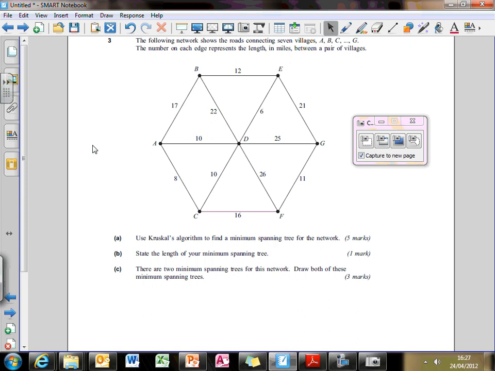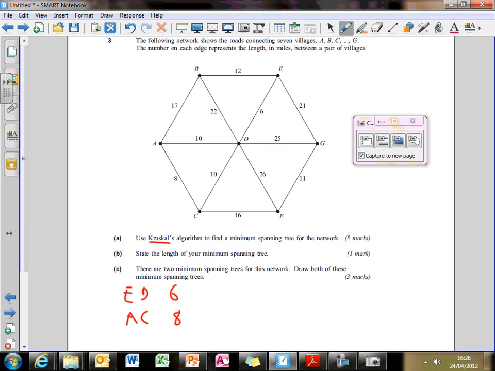Question three. With Kruskal's, the first thing to do is write out a list of all the edges in ascending order. So let's have a quick look. We've got E to D, which is 6. We've got A to C, is it? Yeah, I think so. A to C, which is 8.